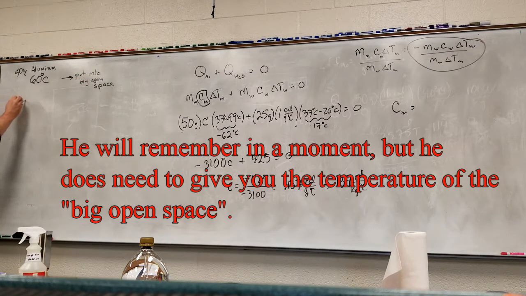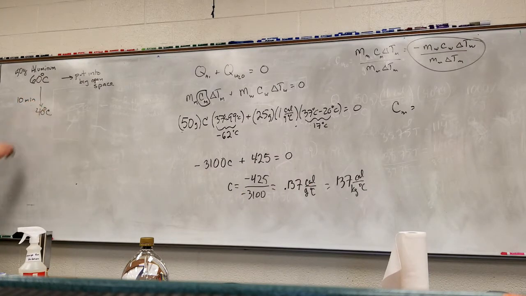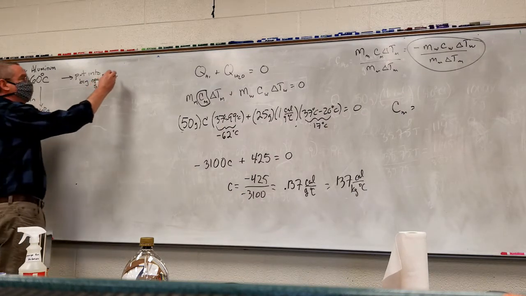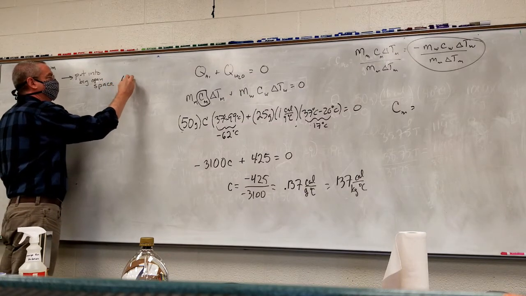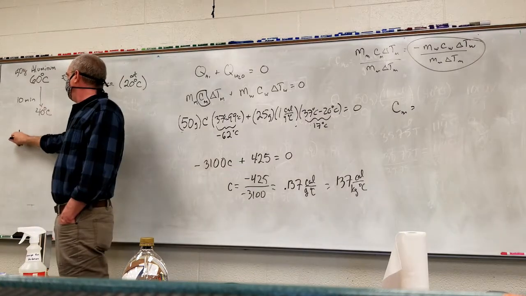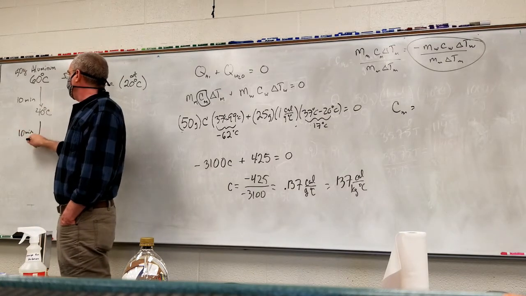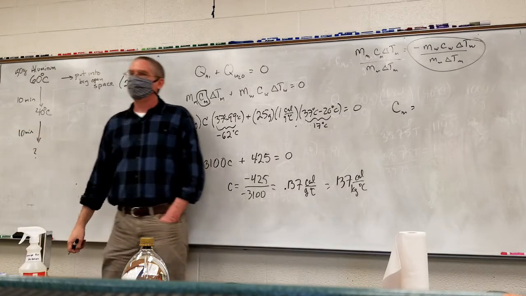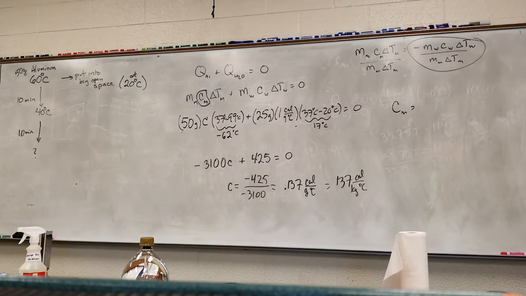After 10 minutes, the temperature is now 40 degrees Celsius. And I just made those numbers up. I know it's cooling down. Put it in big open space, I do need to tell you that's at 20 degrees Celsius. Question is, after another 10 minutes, what is the temperature? It is not 20 degrees Celsius.